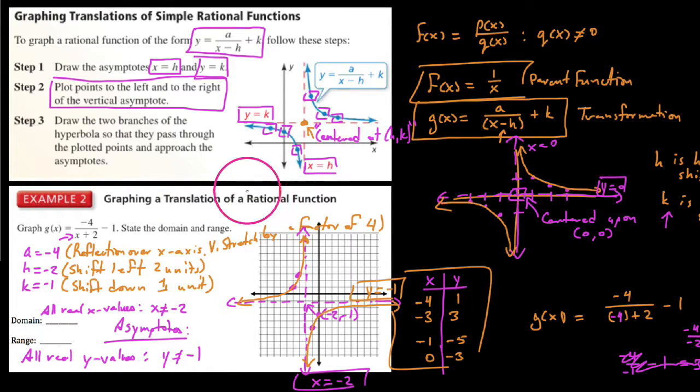So I want you to try this on your own with the problem I've given you on your sheet there and see what you come up with. Remember to describe domain and range. Remember to label the asymptotes and make a table of values.